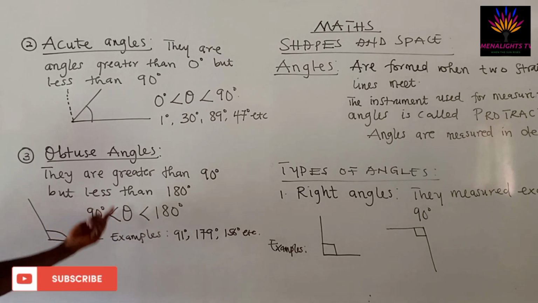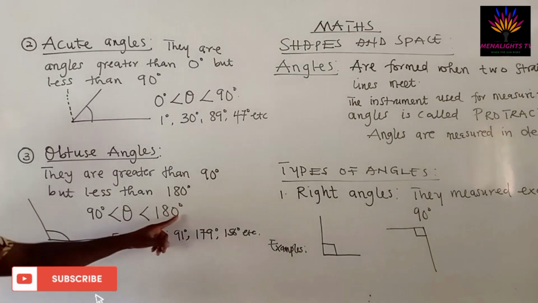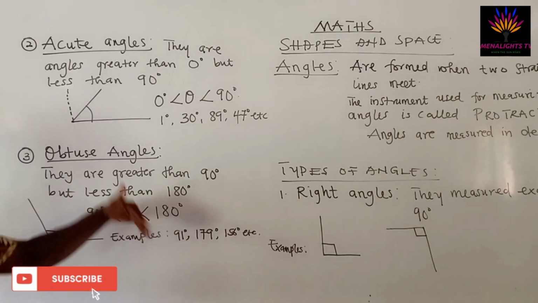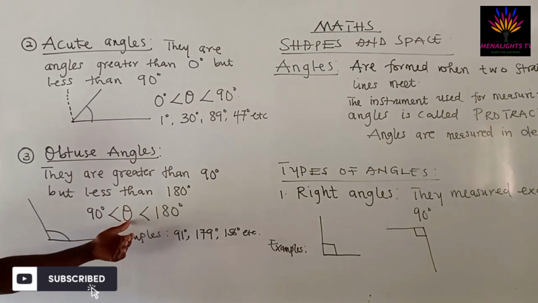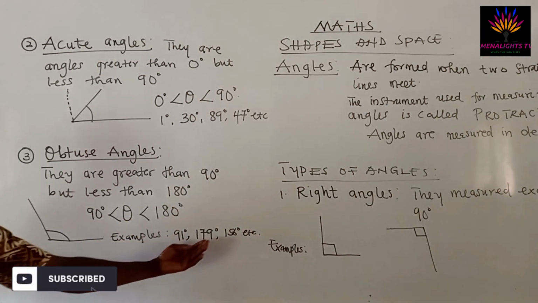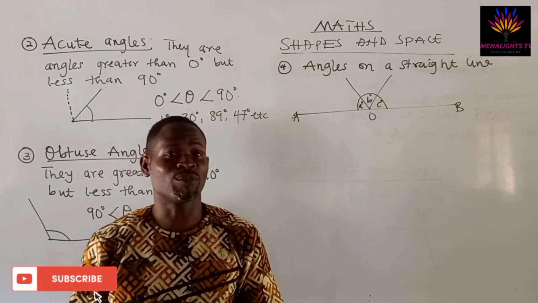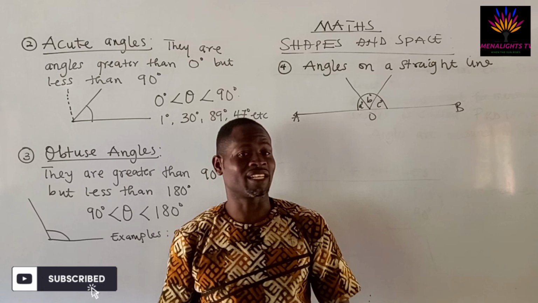So the angles that are greater than 90 are from 91 up to 179, because 180 is greater than the theta that we have. Examples are 91, 179, 156, and so on and so forth. These angles are greater than 90 but less than 180 degrees. So we come to our fourth type, which is angles on a straight line.